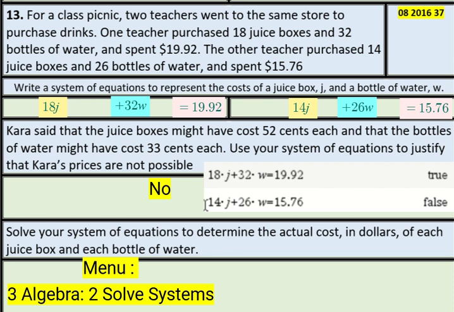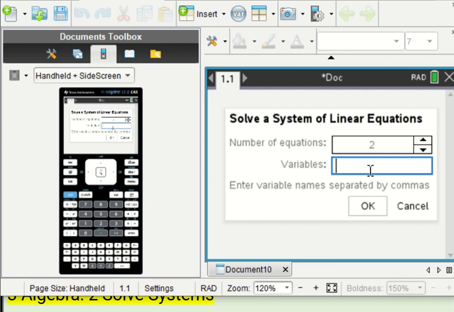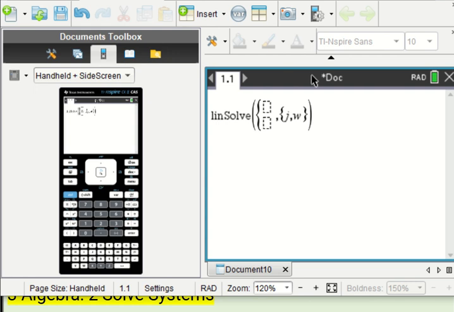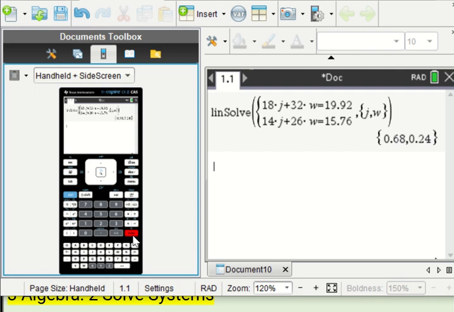Let's go to our TI Nspire graphing calculator. So remember, these are in terms of J and W. So I'm going to use the same exact variables that I'm using in the problem. So I put my variables, then I type my equations. Now we press enter, and this is our result.